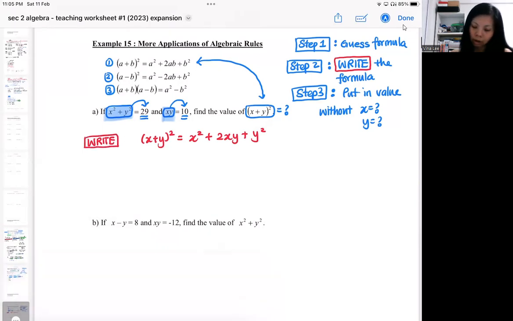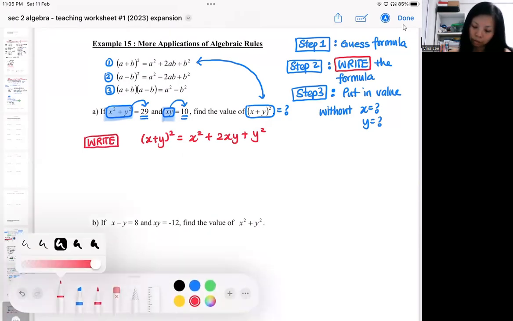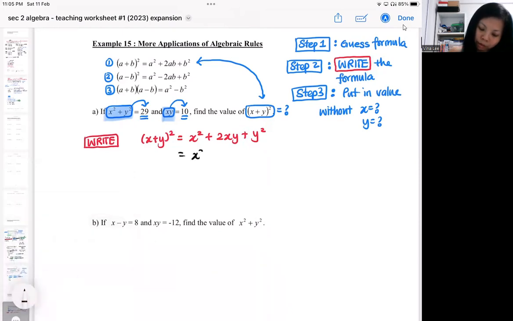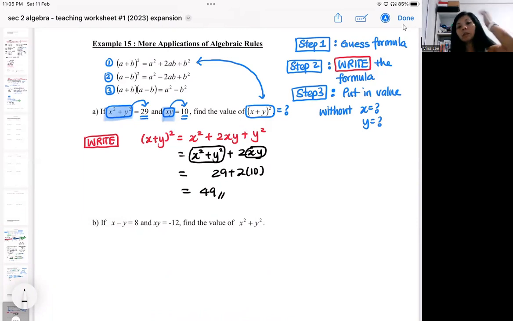After writing, how are you supposed to put in the values? Well, you got to shuffle your formula in such a way that you can see this whole thing is a 29, and this is a 10. Then you punch calculator. So you manage to find the value. The value ends up to be a 49, without knowing what's your x and y.